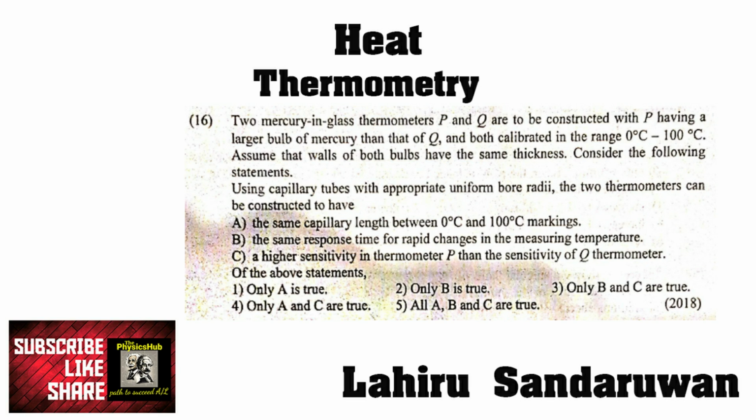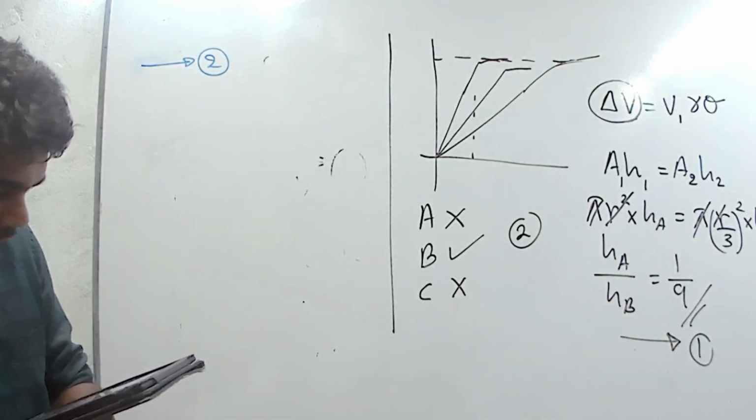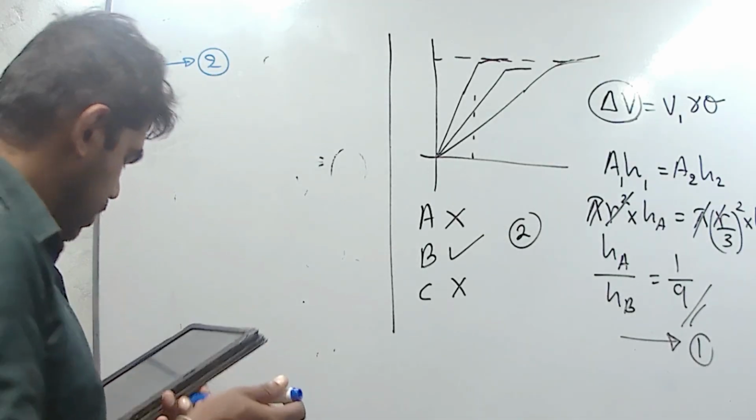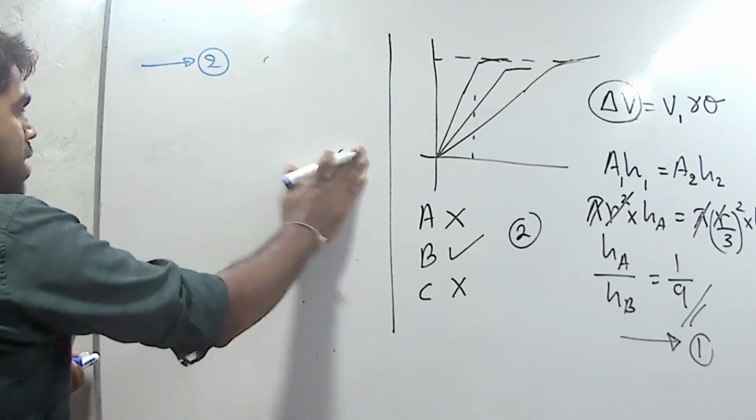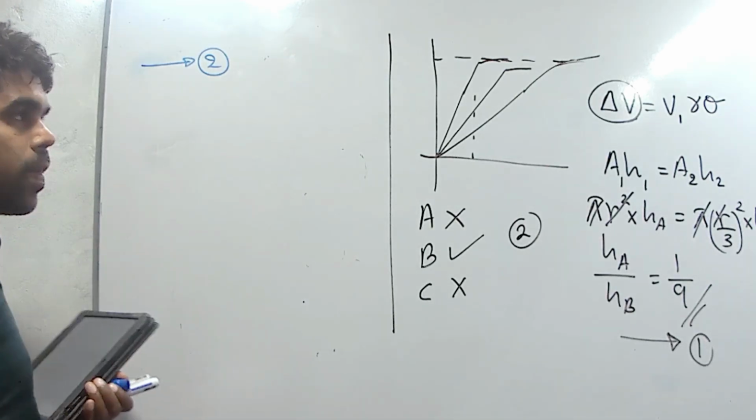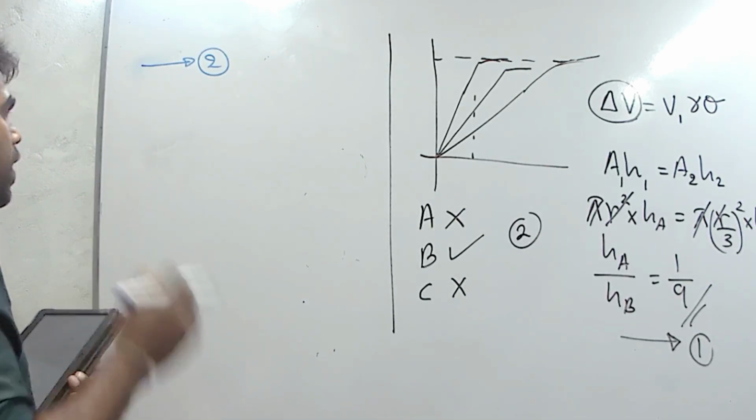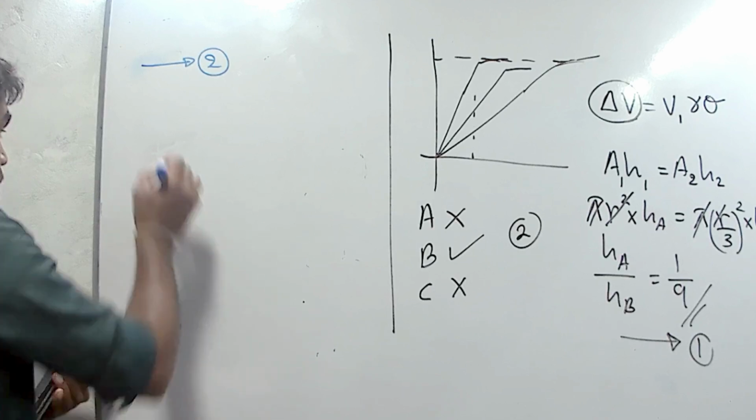Statement A, the same capillary length between 0 and 100 marking. Yes, we can control bore radius such that there is a same height difference for both thermometers. A is correct.